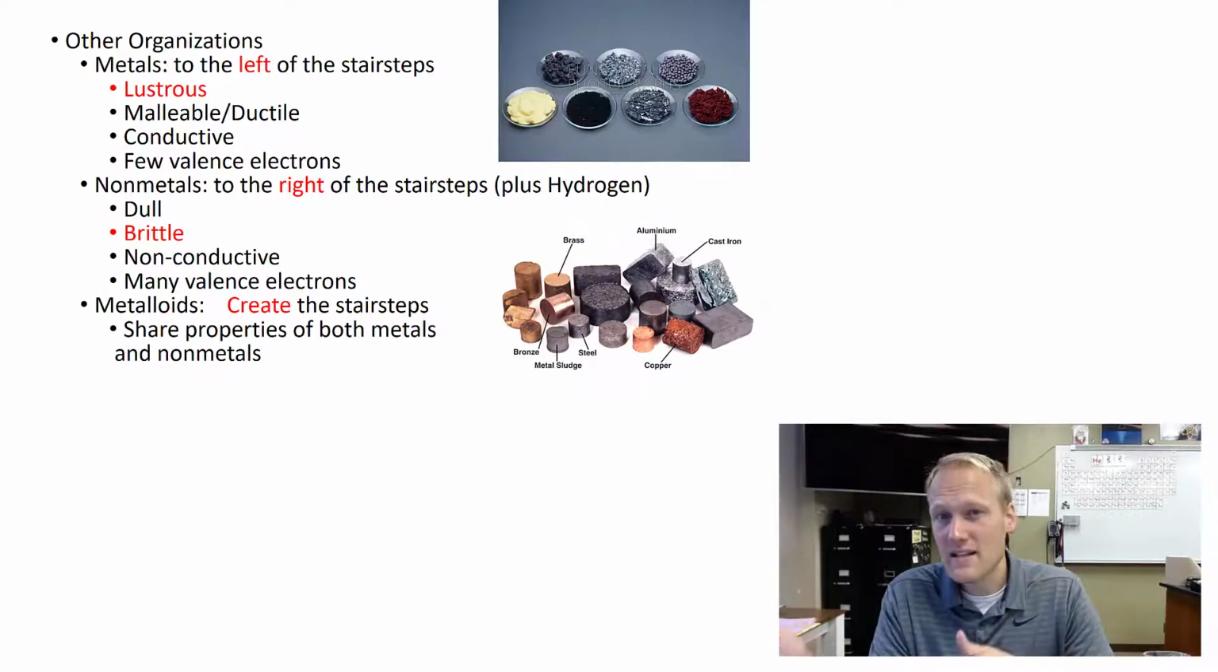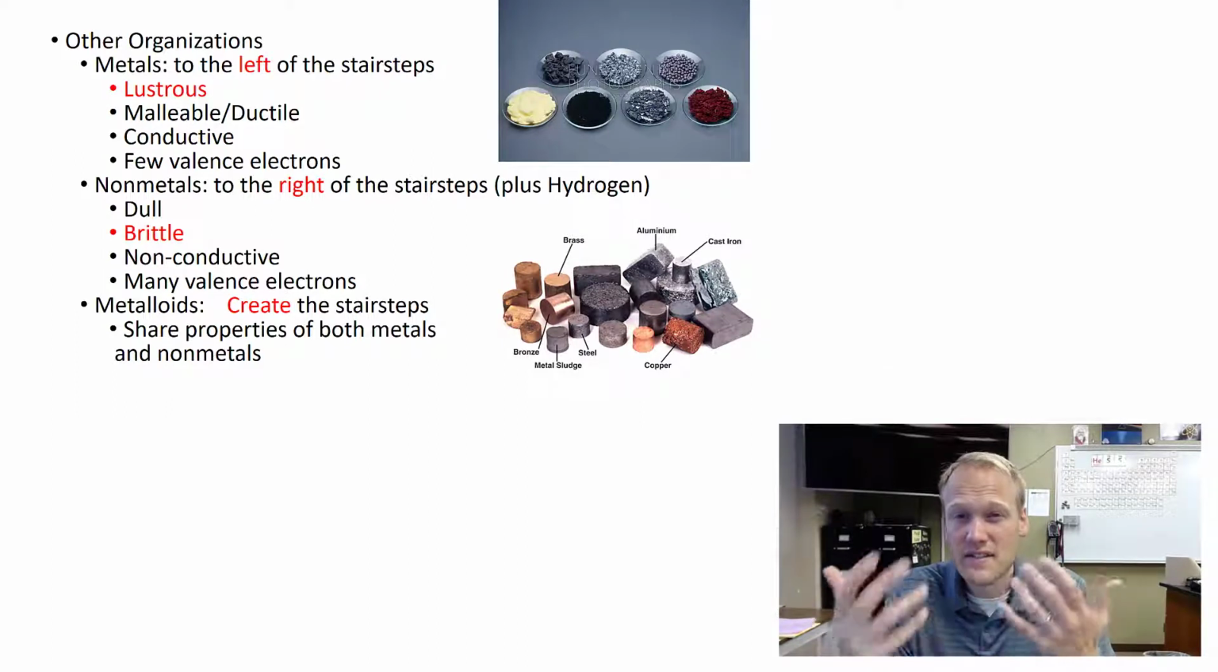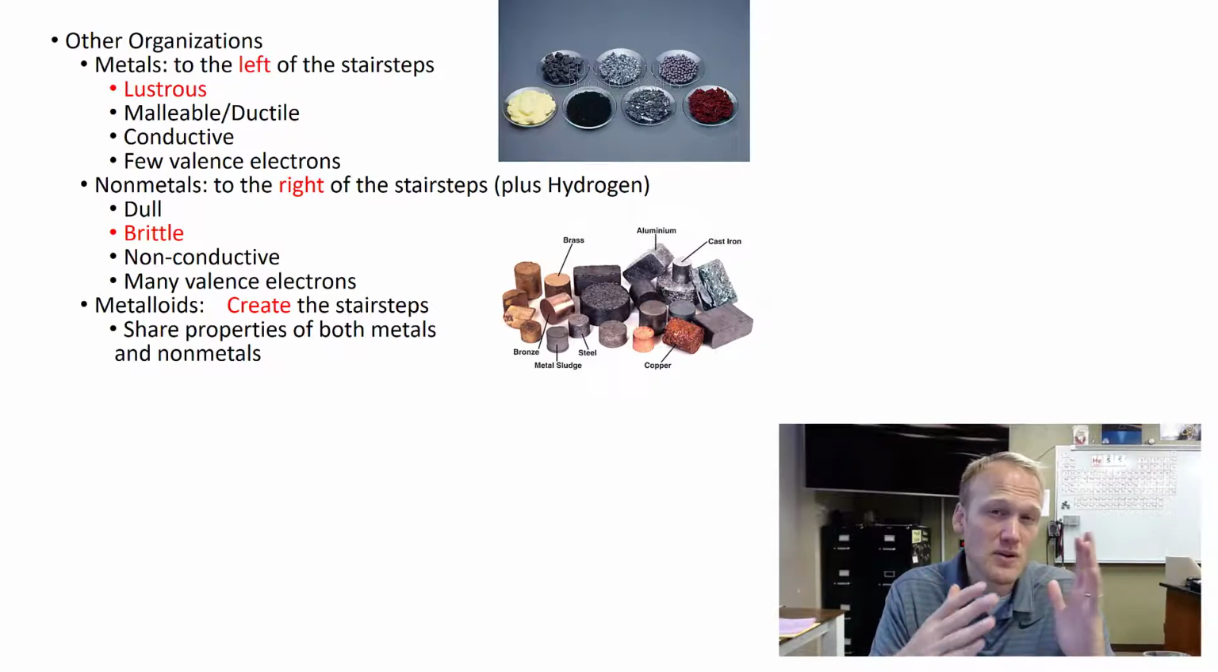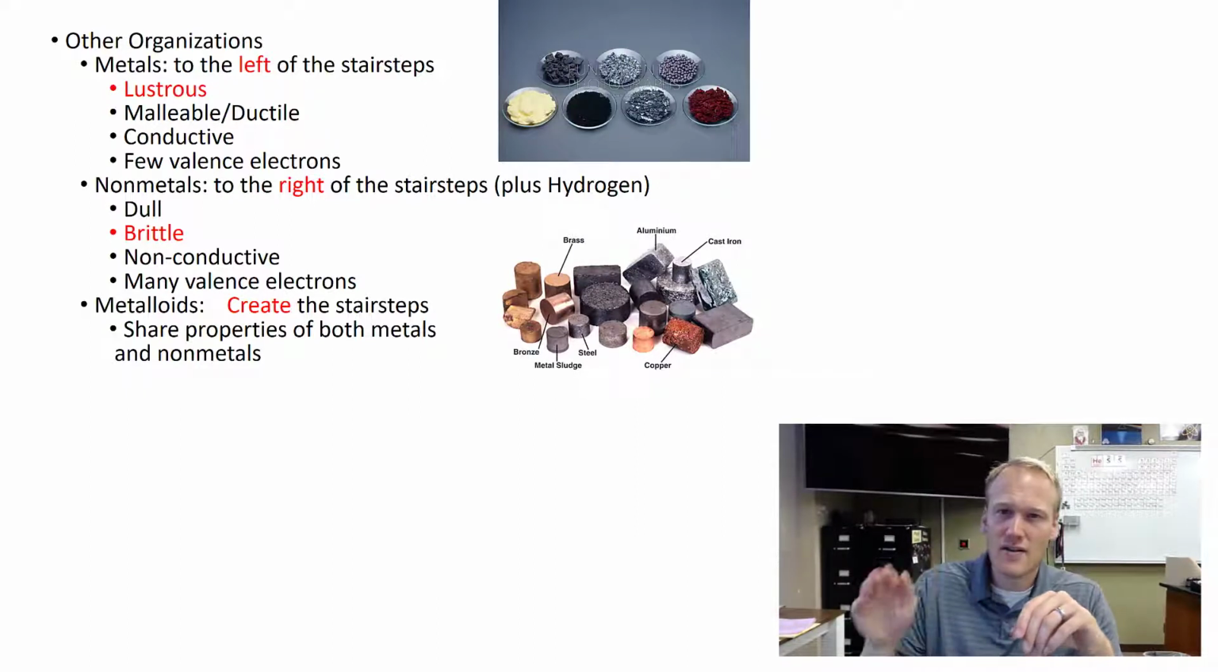Nonmetals are typically on the right side of the periodic table, on the right side of what we call the stair steps of the metalloids. They're typically dull and brittle. They don't conduct electricity very well, and they typically have 5, 6, 7, or even 8 valence electrons. The metalloids are what's bridging the gap between the metals and the nonmetals. We have a stair step on the periodic table that starts at boron and goes down and to the right.